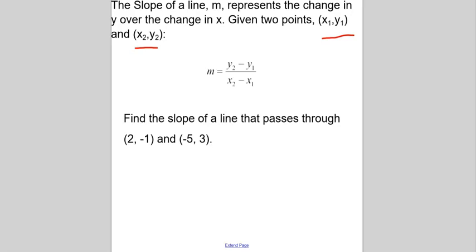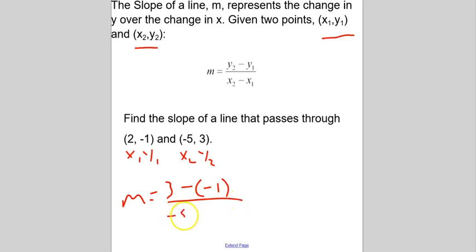So we have (2, -1) and (-5, 3). That's going to be our x1 and y1, and this is going to be our x2 and y2. Then we can find our slope by saying 3 minus -1 over -5 minus 2. Just be careful with your signs. So 3 minus -1 is really 3 plus 1, which gives us 4. And then -5 minus 2 is -7. So our slope would be -4/7. And you can put that negative really wherever you want overall.